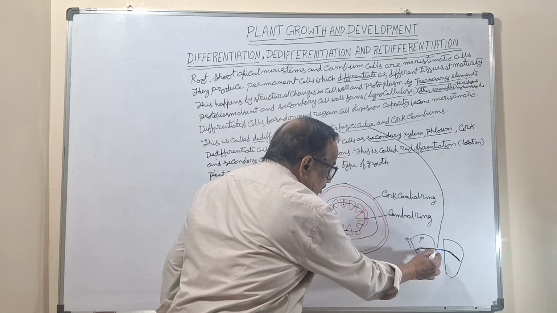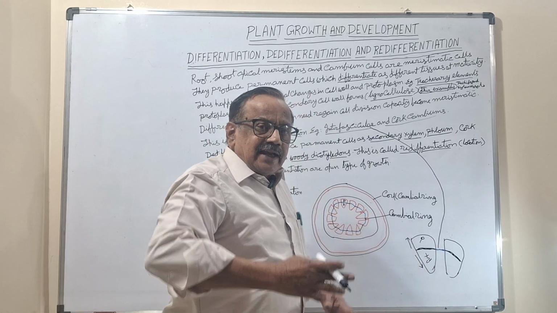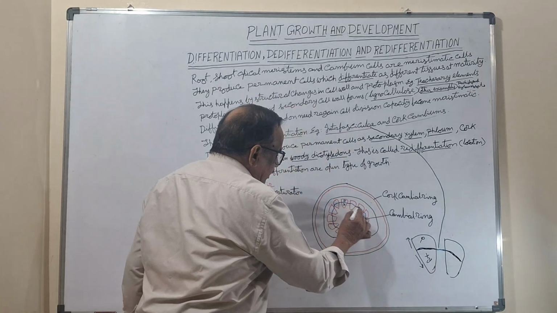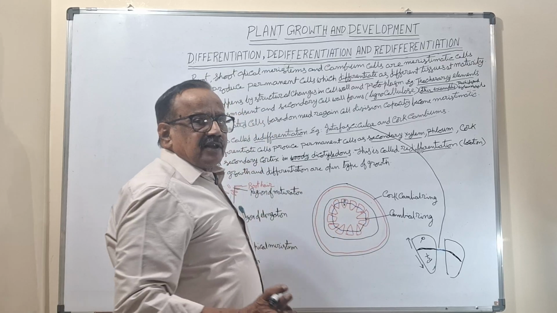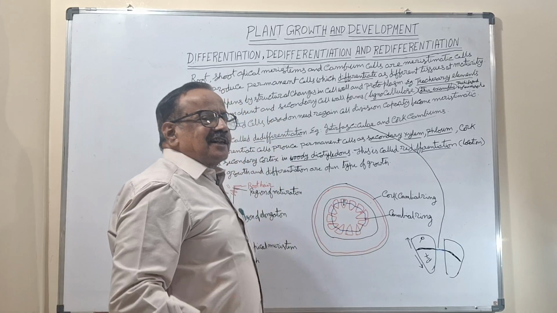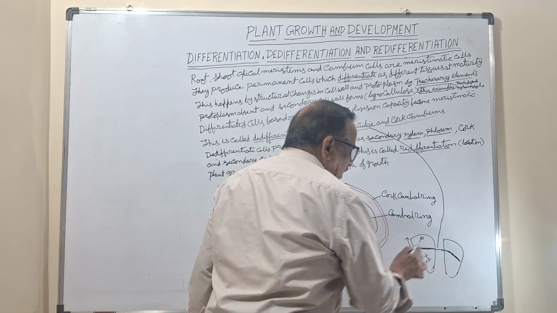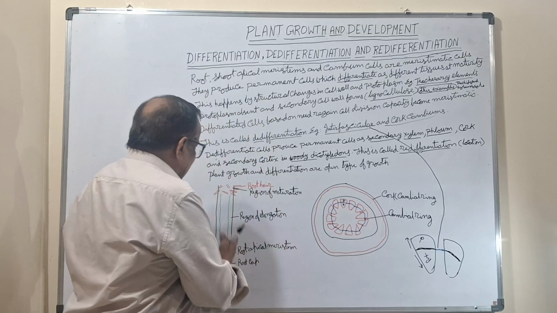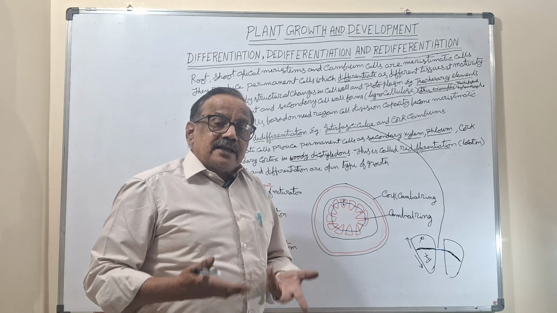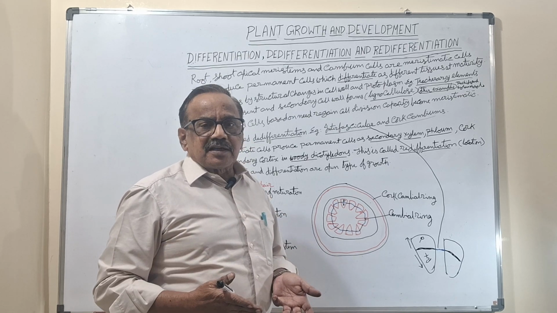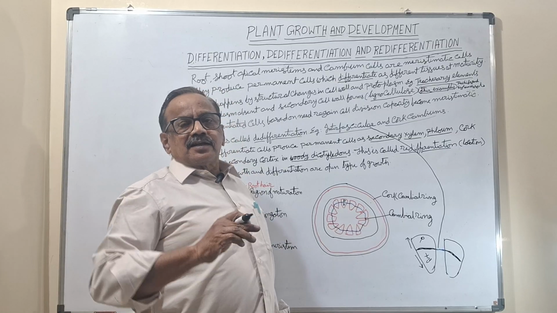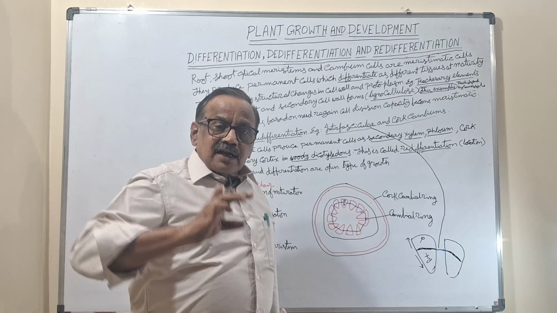So the cells present in the medullary ray regain the capacity of cell division and become meristematic, and form a continuous meristematic ring in between the vascular bundles. And this is called dedifferentiation. Already these parenchyma cells were differentiated. Again they are regaining the cell division capacity, so it is modifying again. That is called dedifferentiation, converting into the meristem.